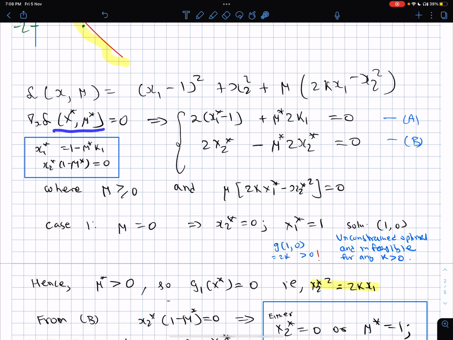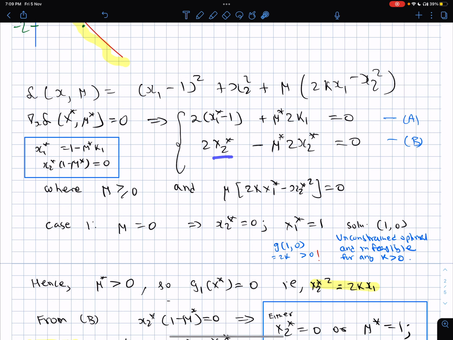At the optimal point x star, mu star, this is a stationary point of the Lagrangian function. So take the derivative with respect to x1. You get 2(x1 minus 1) plus 2k into mu equal to 0 because of stationarity, evaluated at stars. And when I take the partial derivative with respect to x2, you will get 2 x2 star minus 2 mu x2 star equal to 0. So the 2's you can cancel out, and what I have written here, you please take note of it.